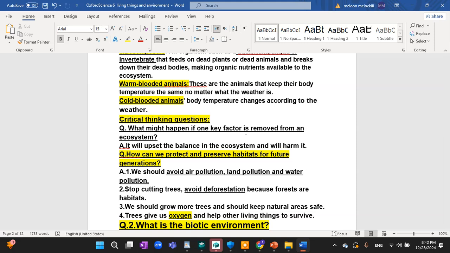Next question. How can we protect and preserve habitats for future generations? There are many steps we can take to preserve the habitats. The first one, we should avoid air pollution, land pollution, and water pollution. Second, stop cutting trees, avoid deforestation because forests are habitats. Number 3, we should grow more trees and should keep natural areas safe. Number 4, trees give us oxygen and help other living things to survive.